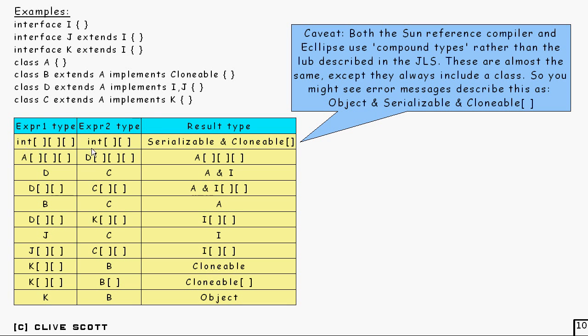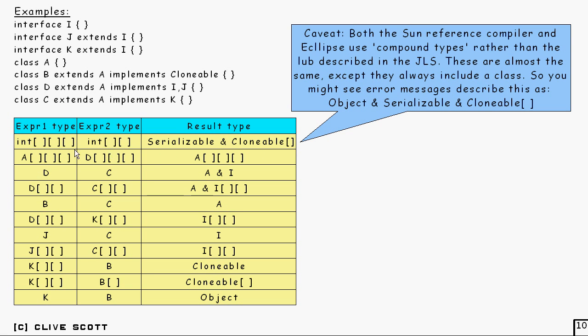So if we've got an int array and an int array, then what you can do is take off the last pair of brackets of each expression, and then you're left with int array and int array. And if you ask what's common between those two, it's going to be Object, Serializable, and Cloneable. Since Object is a supertype of Serializable, you don't need to include that in the least upper bound. So what you end up with is just Serializable and Cloneable array, like that.